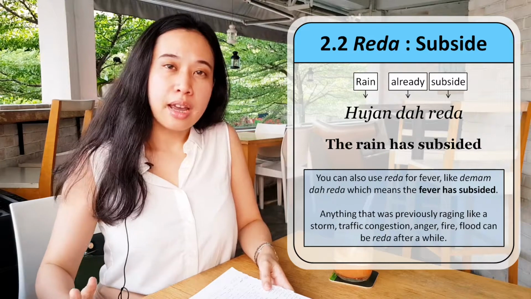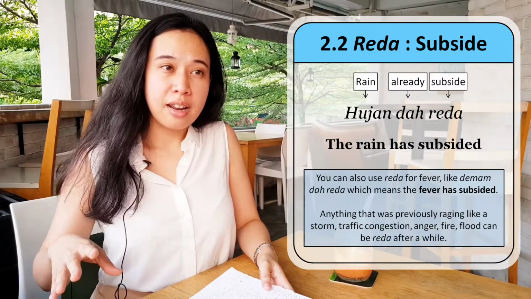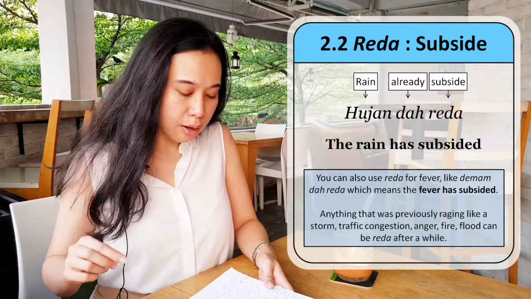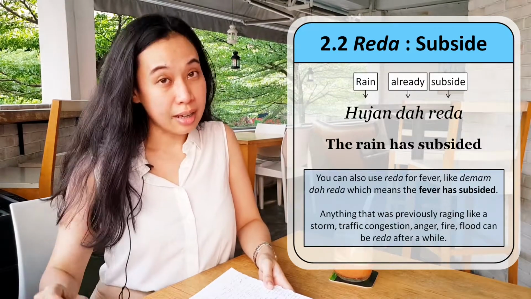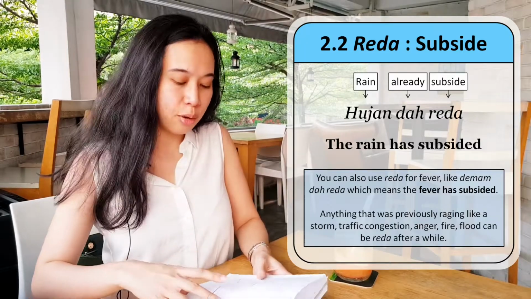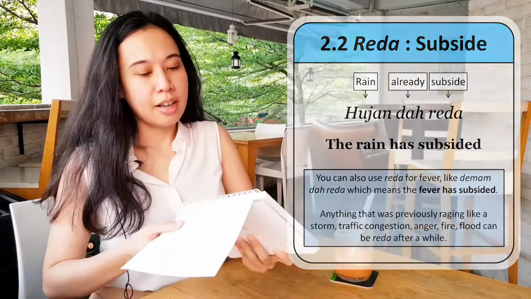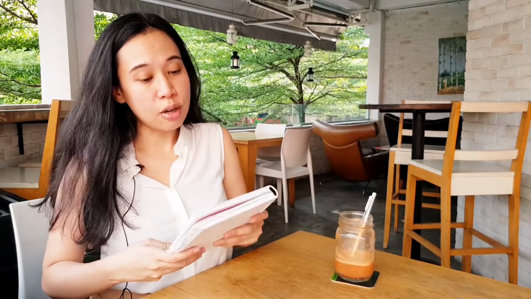And reda, I think before this the spelling was R-E-D-H-A, and it's probably borrowed from Arabic or something, but when I checked the dictionary, the spelling is R-E-D-A without the H. Now the other pronunciation means subside. Let's say there's a heavy rain and then the rain has subsided. In Malay we say hujan dah reda. The rain has subsided. It has calmed.